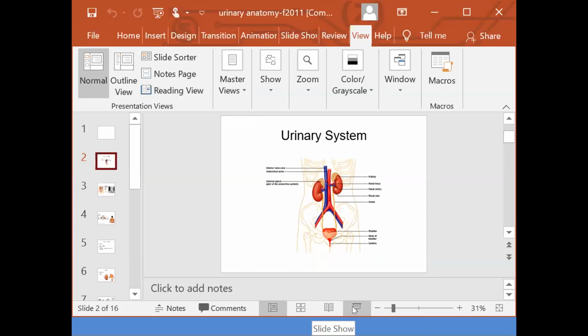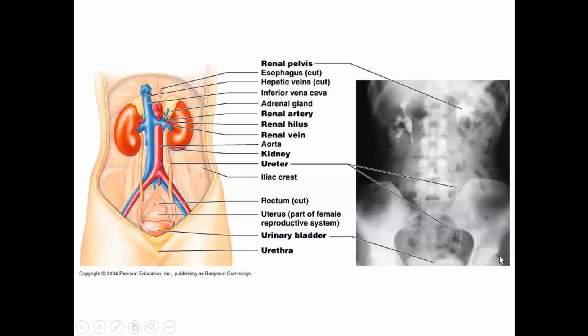So for the urinary system, can you come up with the major organs involved in this system? Kidneys, yes. Anything else? Urinary bladder, yes. Anything else? Ureters, yes. Ureters are the tubular structures that carry the urine from the kidneys to the urinary bladder. And then the last part will be the urethra.